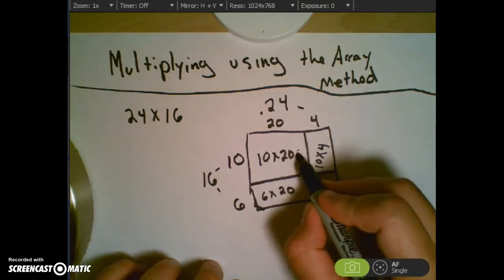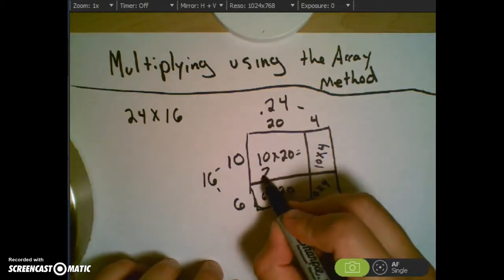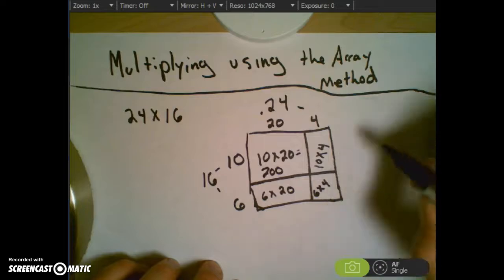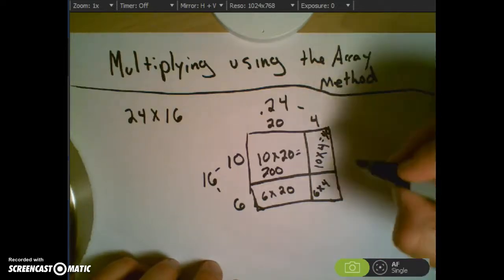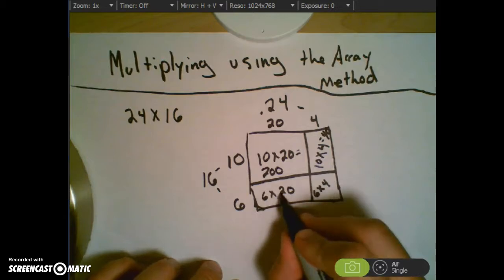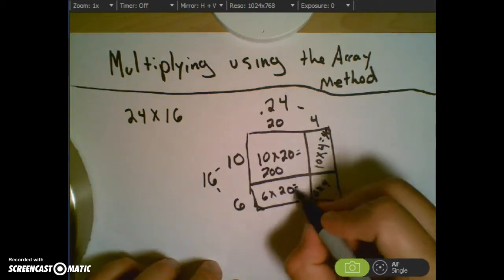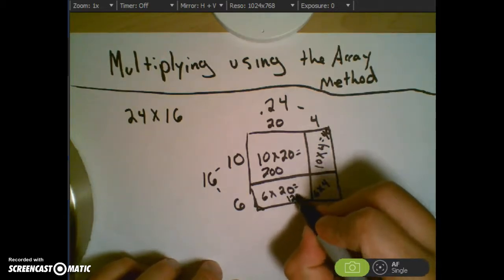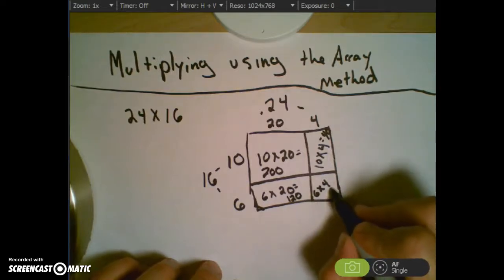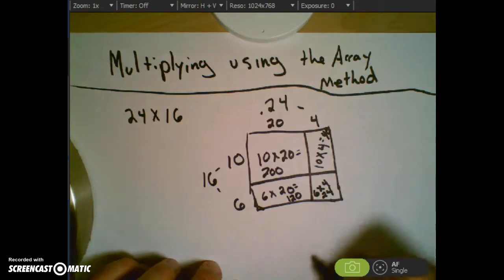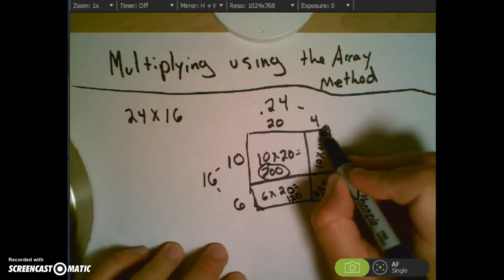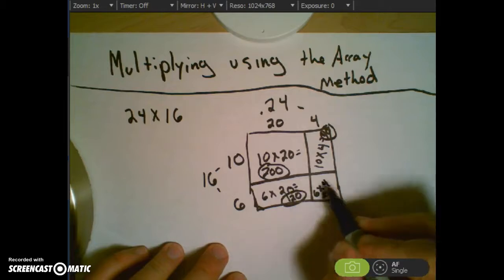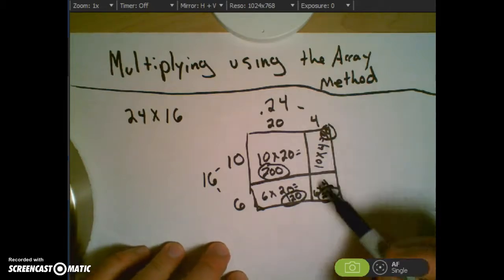Alright, so 10 times 20 is equal to 200. 10 times 4 is equal to 40. 6 times 20 is equal to 120, and 6 times 4 is equal to 24. Alright, so now I'm going to take all of my answers, 200, 40, 120, and 24, and I'm going to add them up.